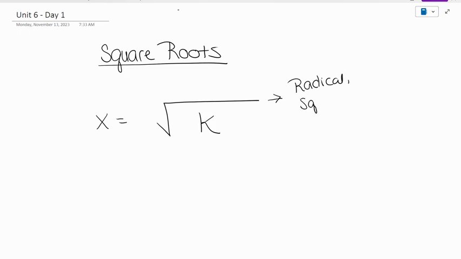Okay, so let's say we have x is equal to the root of k. Now, some vocabulary we need to know. This symbol is called a radical. It is called a square root. And sometimes it's just called a root. The number inside the radical is called the radicand.